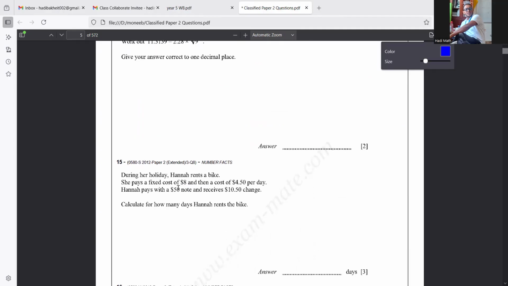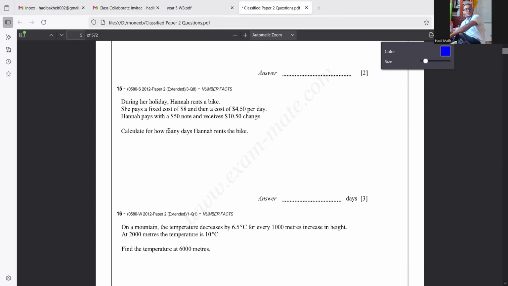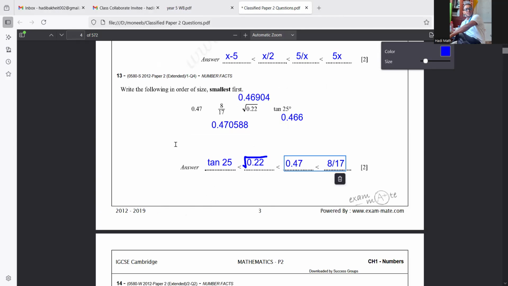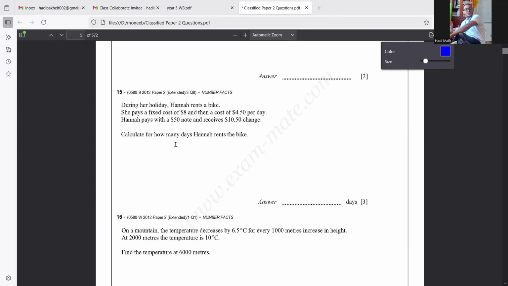During her holiday, Hannah rented a bike. She paid a fixed cost of $8 and then a cost of 4.50 per day. Hannah pays with a 50 note and she received 10.50 change. Calculate how many days Hannah rented the bike.